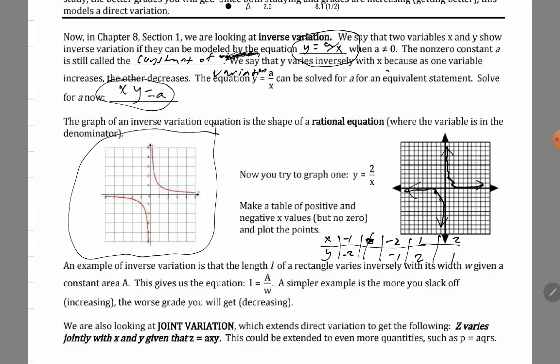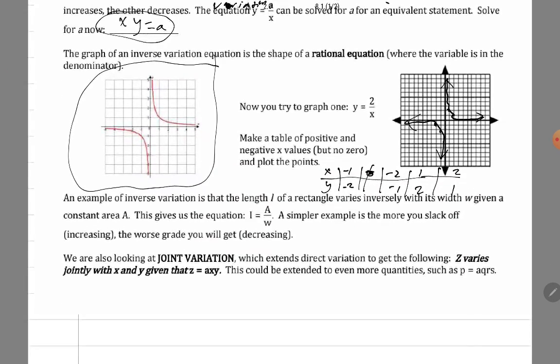So now we're touching 0. An example of an inverse variation is that the length L of a rectangle varies inversely with its width, given a constant area. So if you increase the length of a rectangle, keeping the area constant, the width will get shorter. If you increase the width, the length will get shorter.